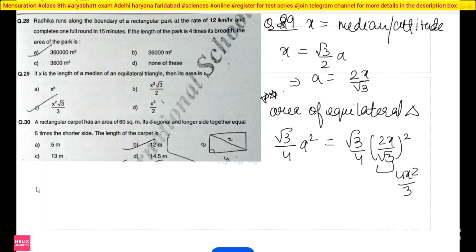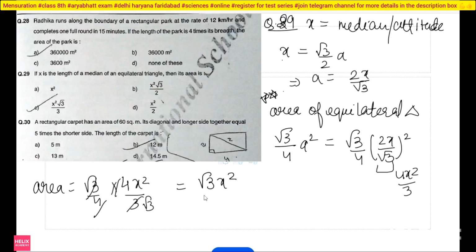So finally my area will be what? Area is nothing but root 3 by 4 into 4x square by 3. So 4 cancels, and this 3 cancels, I am left with root 3. So finally my area will be root 3 x square upon 3, or you can write x square upon root 3, whichever matches the option.